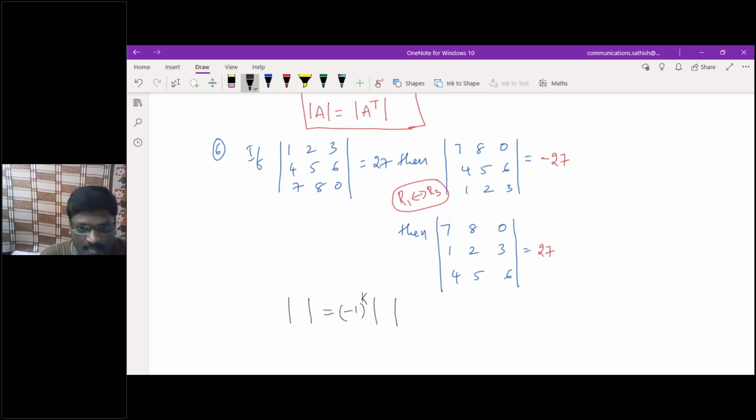What I'm representing is, if any one row or one column is interchanged, then the determinant will be multiplied by what, ma? Determinant is multiplied by what?